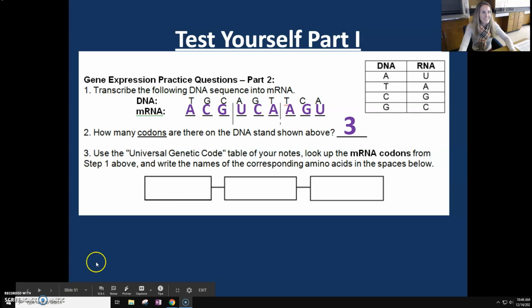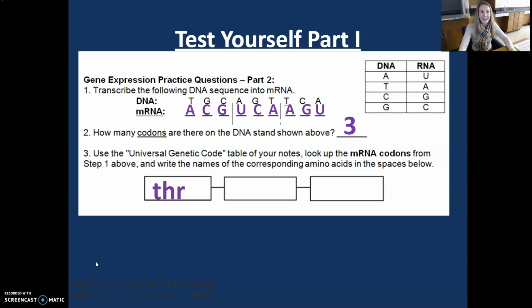Let's see if we're correct. So THR. We're going to do that again for UCA, and again for our last codon, AGU. Go ahead and give that a try and then check your answers.